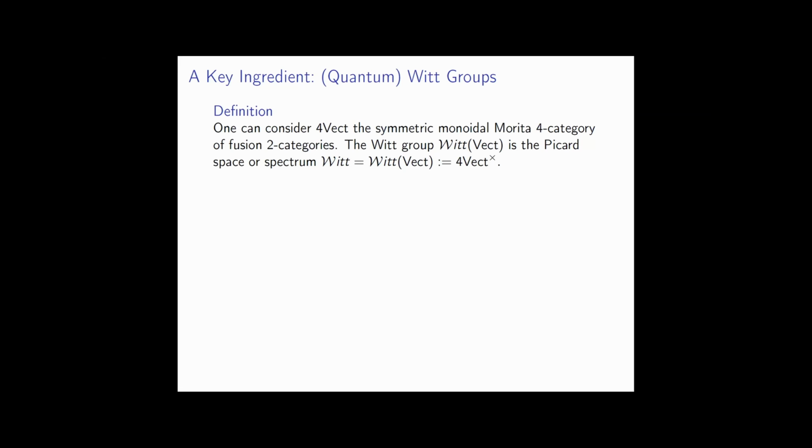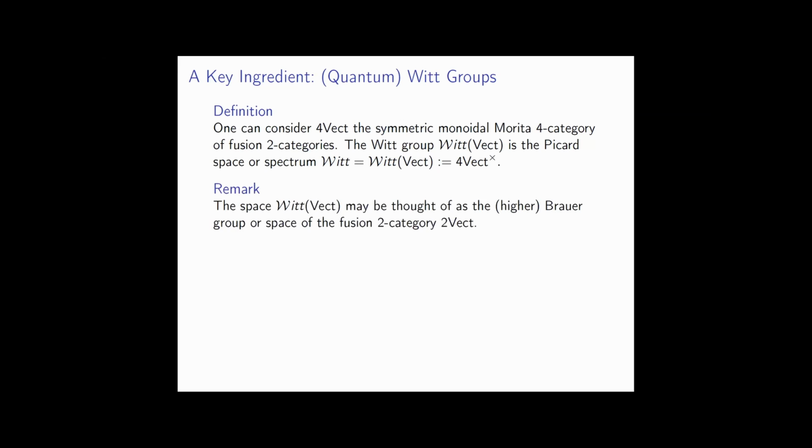And now this is a space that has some homotopy groups that are understood. A quick remark: if you're interested in this remark, please come talk to me. I think it's quite fun, and I like talking about it a lot. It is the fact that this space, Witt of Vect, you should really think of as some kind of higher Brauer group associated to the fusion 1-category Vect. But it's a bit of an ornament to my point right now, so let me go through it quickly.